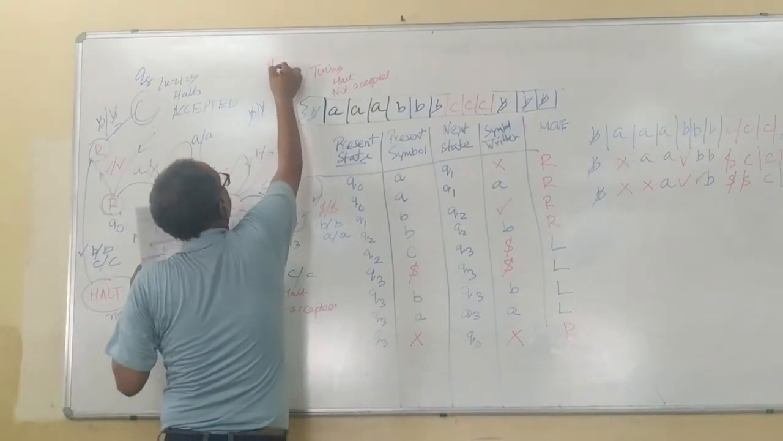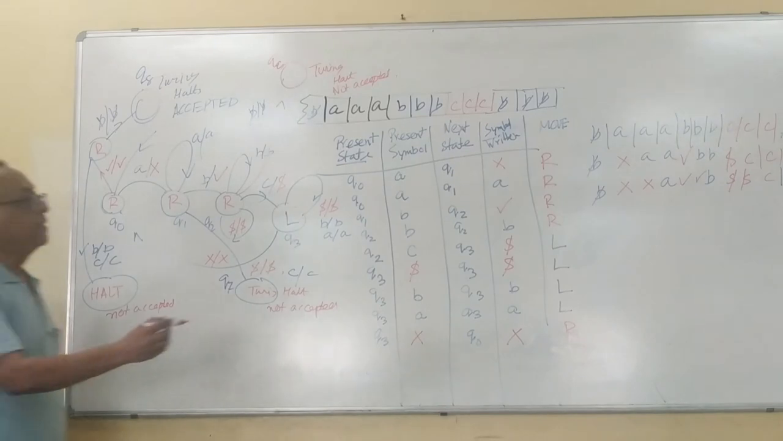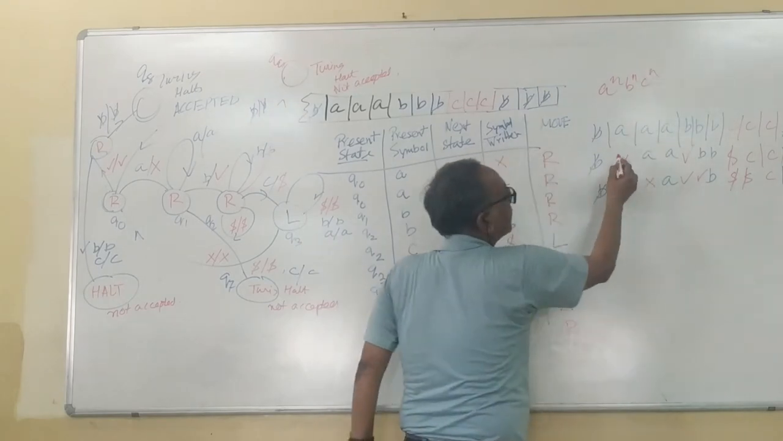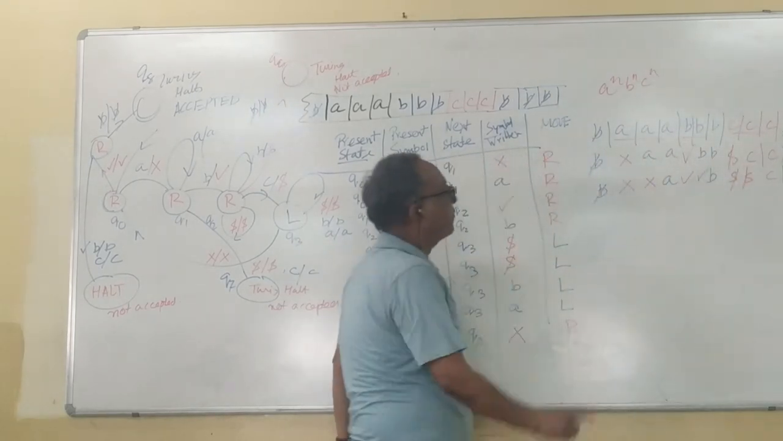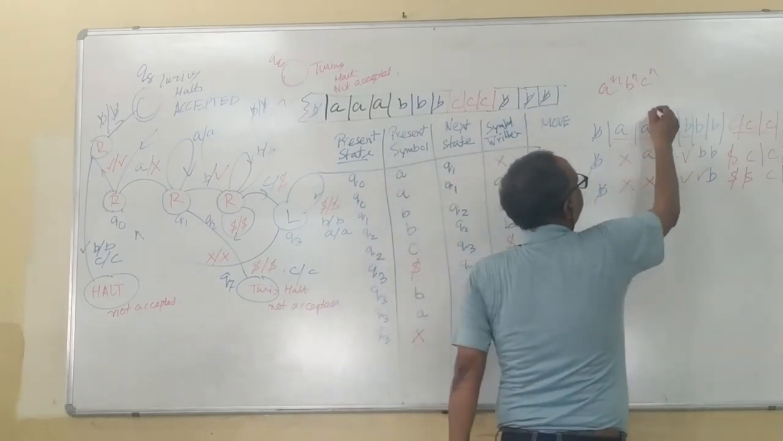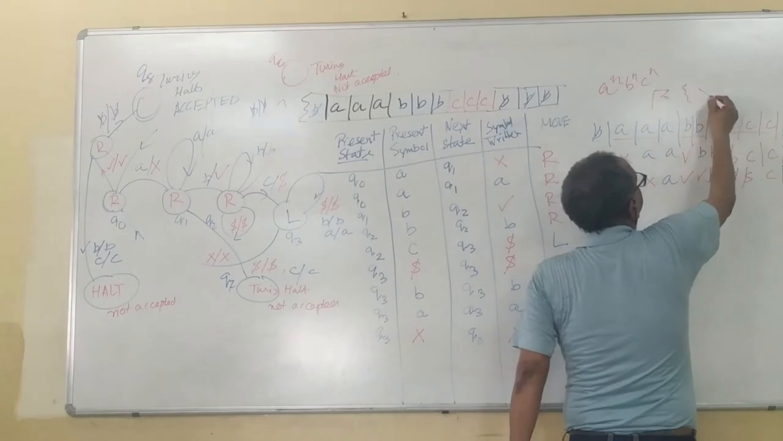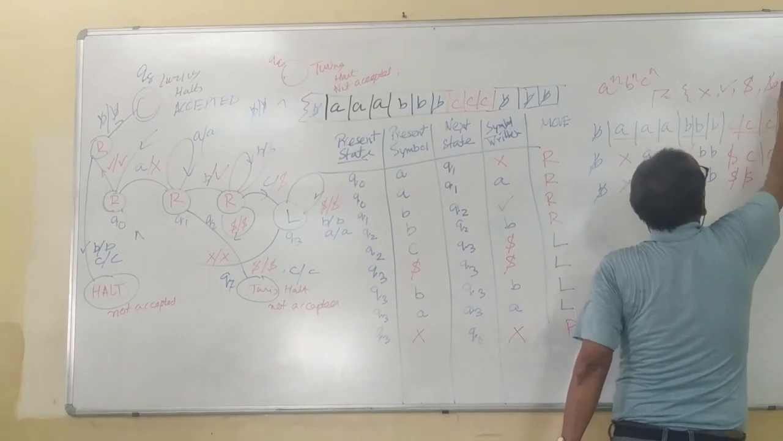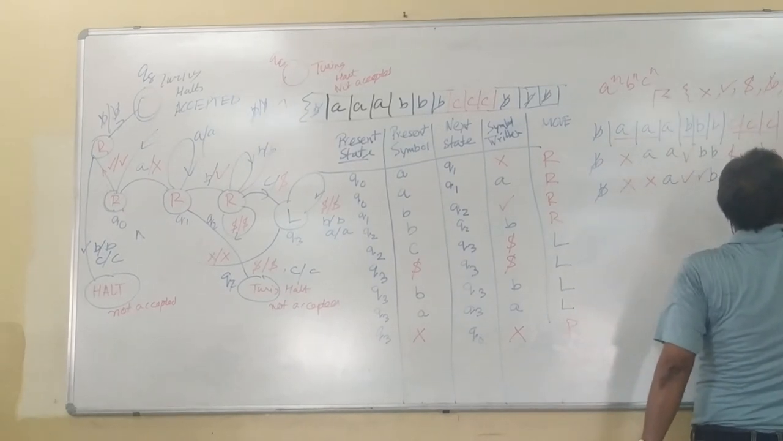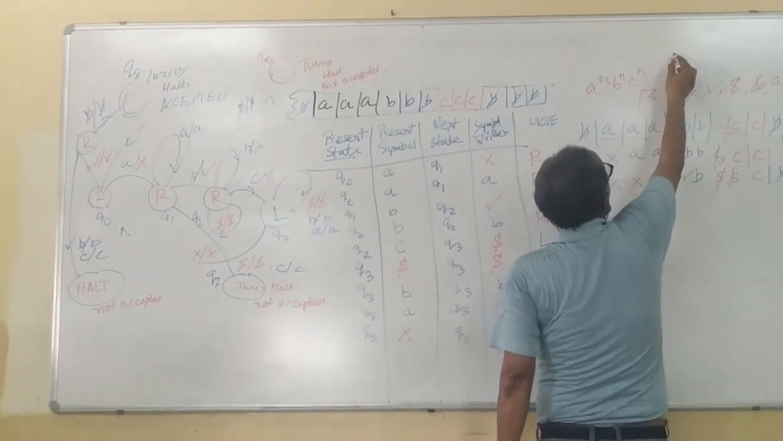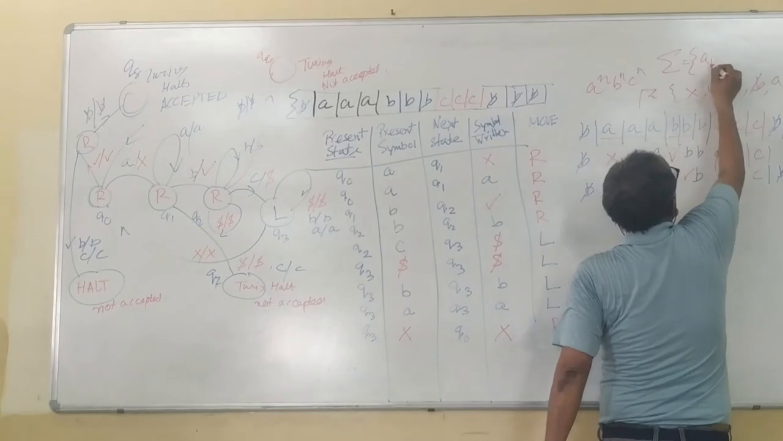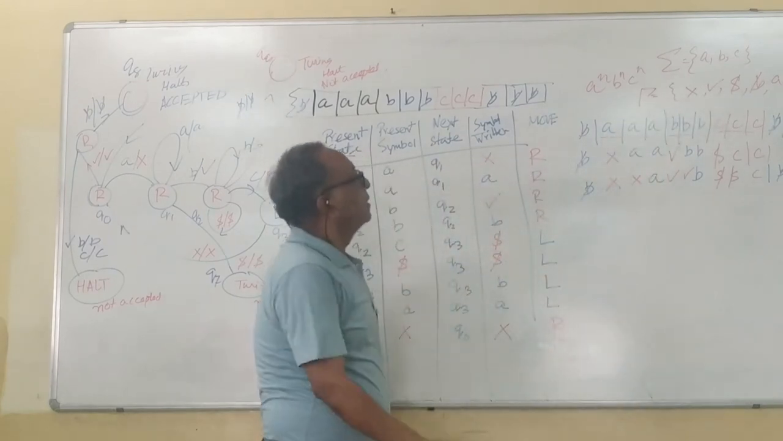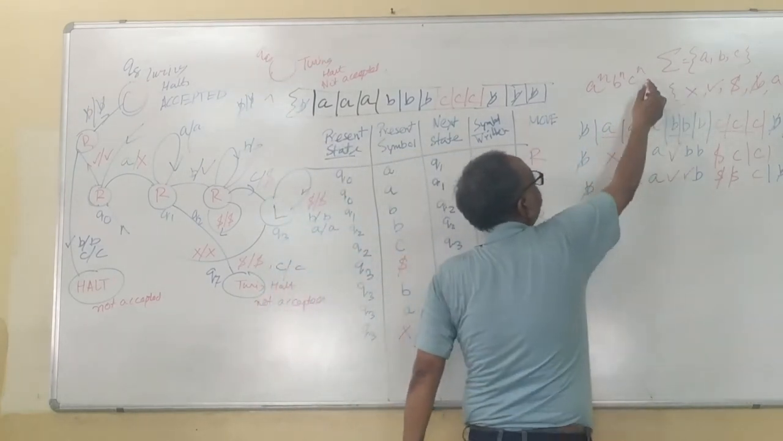Just a minute. This one I wish to show: the language a to the power n, b to the power n, c to the power n. We just represented 3A, 3B, 3C. At the first step, it will be replaced. Your gamma alphabet is x, tick, dollar, and blank, and also A, B, C, and your input alphabet is A, B, C. Definitely sigma is a subset of gamma. The input alphabet is sigma.